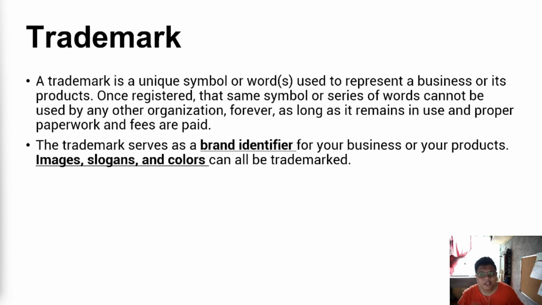Okay, so the third type of intellectual property rights is what we call the trademark. A trademark is a unique symbol or word or words used to represent a business or its product. Once registered, that same symbol or series of words cannot be used by any organization forever, as long as it remains in use and proper paperwork and fees are paid. The trademark serves as a brand identifier for your business or your products. Images, logos, and colors can all be trademarked.